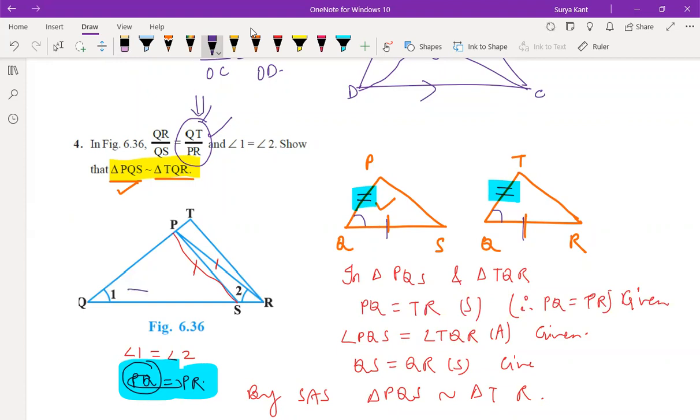So let's do question number 5. Anyone having doubt in this? No, sir, no doubt here. Chanchal, you understood the question? Yes, sir. So this is T, Q, and R.